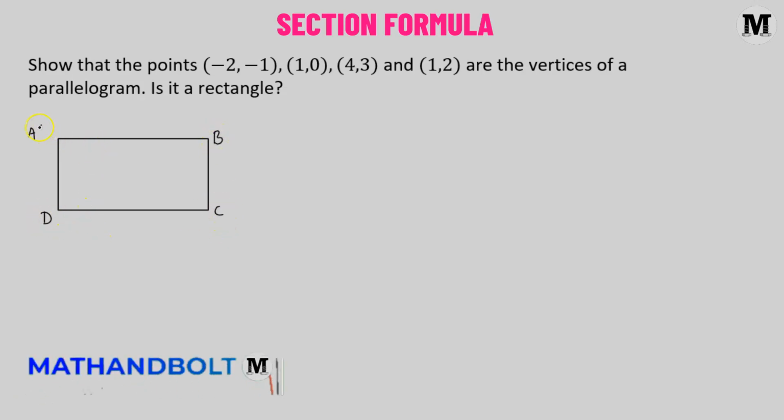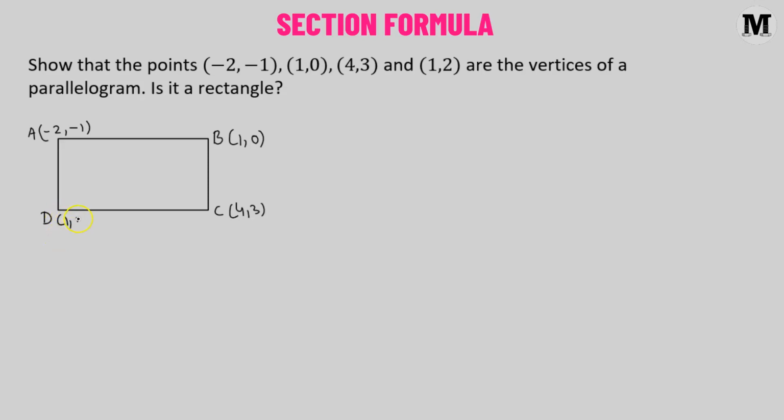Now we'll suppose that A has the coordinates -2, -1. B has the coordinates 1, 0. C has the coordinates 4, 3. And D has the coordinates 1, 2. It's very important that we choose the coordinates in a particular order. Now, we'll try to join the diagonals AC and BD.